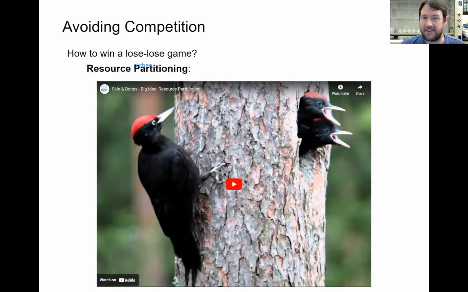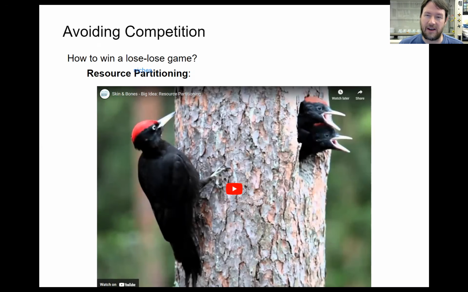So this is a problem for all species, and even the winner of competition loses in that competition, right? It's a lose-lose interaction. How do you win? The big idea is resource partitioning. If you split up the habitat and specialize in a particular subset of that habitat, then you can coexist with other species without this competitive interaction. So it actually benefits both species to narrow their niches to avoid this competition. And this happens all the time in nature.